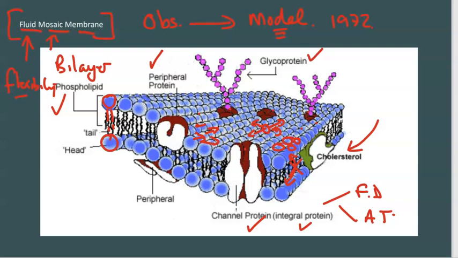Another part of the fluidity is that the glycoproteins and the various proteins within it can also be moved around and change their position within the membrane, and hence the fluidness and the mosaic of the membrane model proposed.